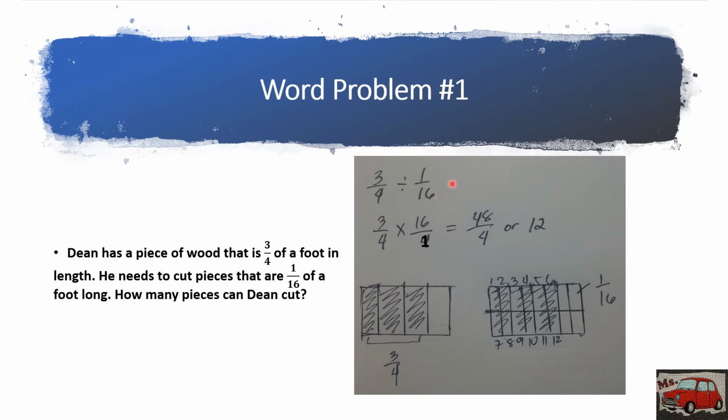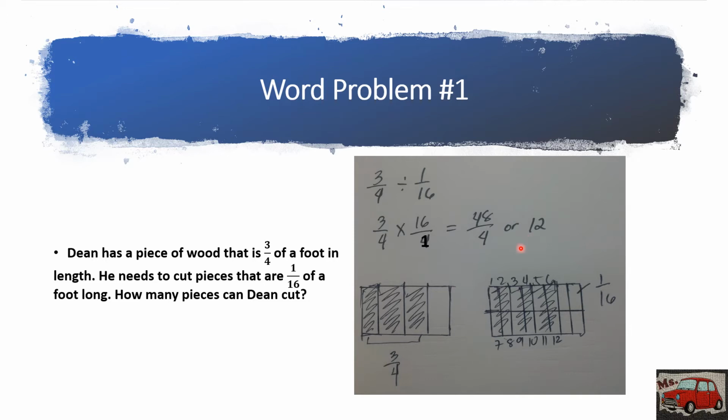And kapag nagdi-divide tayo ng fraction, ang gagawin natin sa division, magiging multiplication. And then, yung 1/16, magiging opposite. So, that is 16/1. 3 times 16, that's 48. 4 times 1, that's 4. And to simplify, that is 12. So, in short, merong 12 pieces yung makukuha ni Dean from that piece of wood.